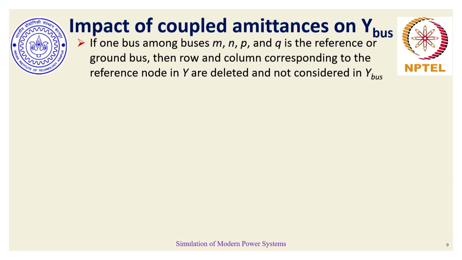It may happen that one of these buses, M and PQ, could be a reference node. So what do you think about the presence of a reference node in the Y bus admittance matrix? There is no row and column ever present in Y bus for the reference node. And if at all M and PQ happen to be a reference node, when can that happen?